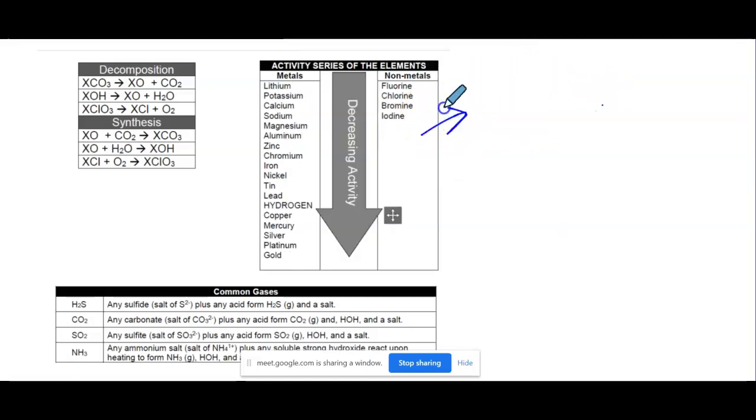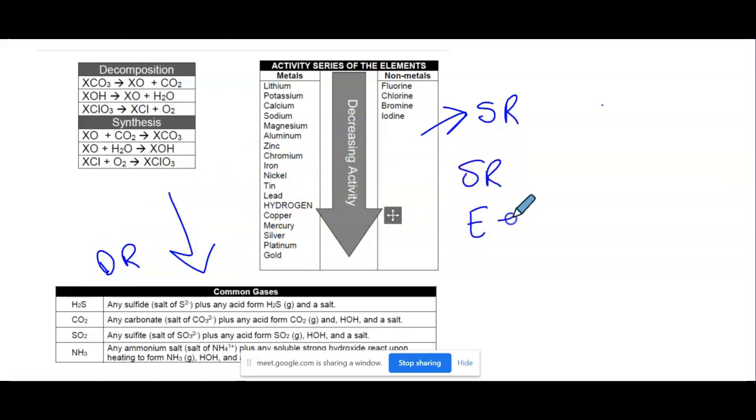Okay, so we'll go here if we think it might be a single replacement reaction. And we'll go down here if we think it's a double replacement reaction. So those are the two places we'll check. Okay, and so remember that a single replacement reaction is going to be some kind of element plus a compound, and a double replacement reaction is going to be a compound plus a compound.